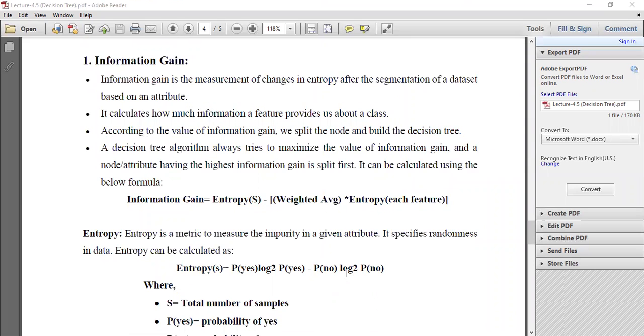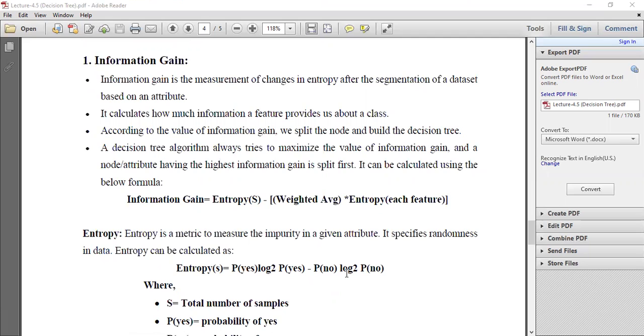is the measurement of changes in entropy after the segmentation of a dataset based on an attribute. It calculates how much information a feature provides us about a class. And according to the value of information gain, we split the node and build up the decision tree. The formula of information gain equals entropy S minus weighted average times entropy of each feature.